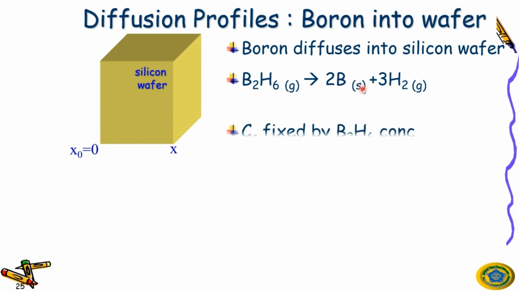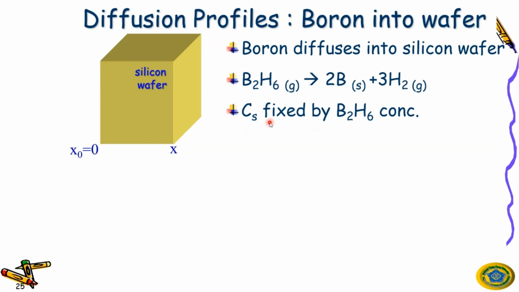And then CS is fixed by the B2H6 concentration. So the concentration in the gas phase we hold as a constant, because we can introduce a constant concentration of B2H6 in the gas phase. So we keep this as a constant. So boron starts to go in. CS is a constant, and C0 is 0. So in the end, that will be 0.